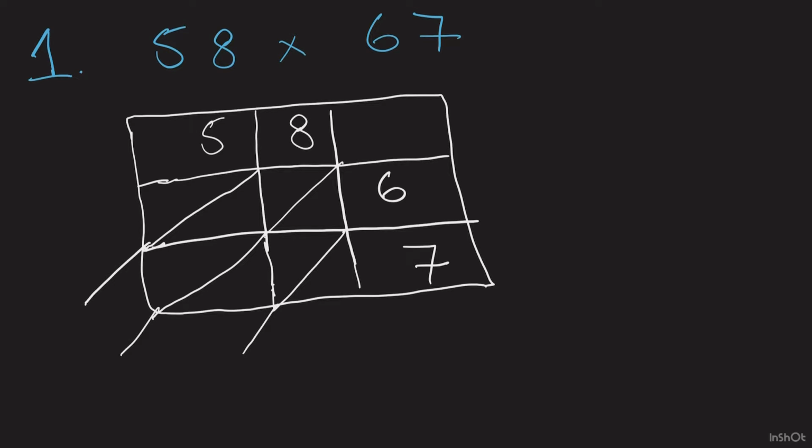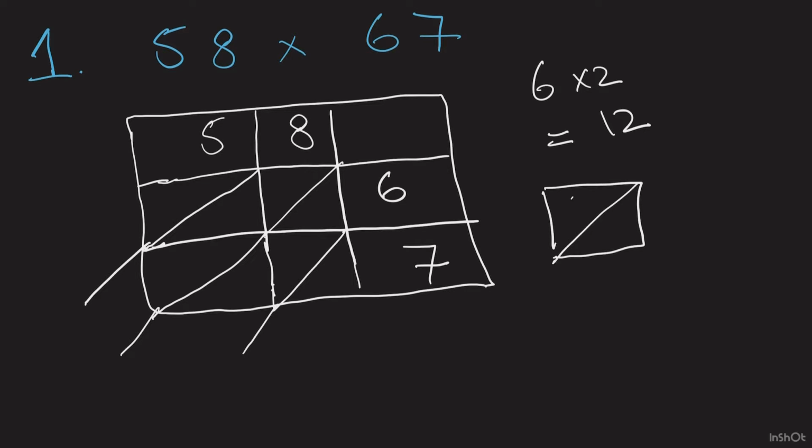Okay, so the way this multiplication method works is whenever you do two numbers times each other, for example, 6 times 2, so this equals 12, right? So 6 times 2 equals 12. The way you write that in a box is you put the 1 here and you put the 2 down here. So let's use the same concept in this question here.